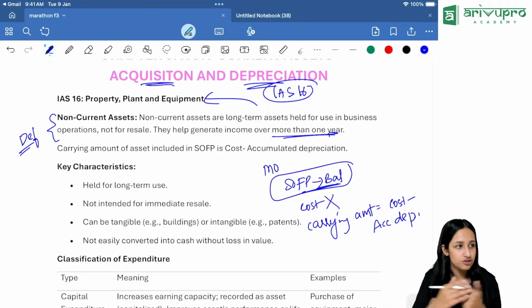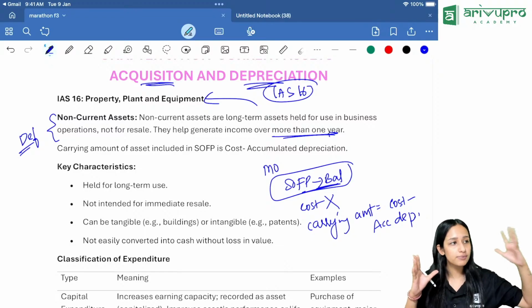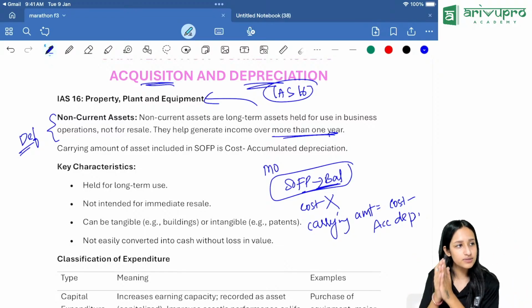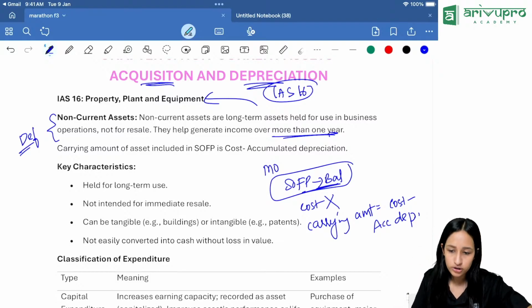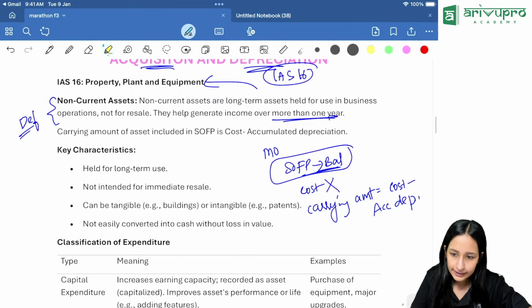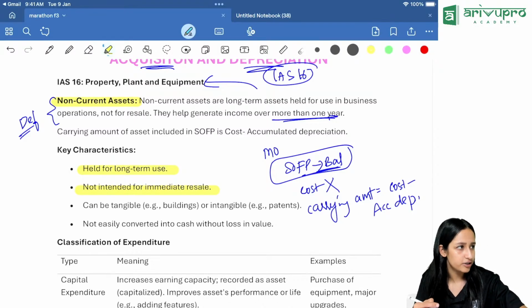Accumulated depreciation is how much the value of assets reduces each year that we use. Okay, so accumulated depreciation is a total depreciation from ever since we started using till now. Every year we'll have depreciation, we'll add it to the accumulated depreciation and move forward to the next year. Got it? Key characteristics: held for long-term use, not intended for immediate sale, similar to whatever was there in the definition. Okay.